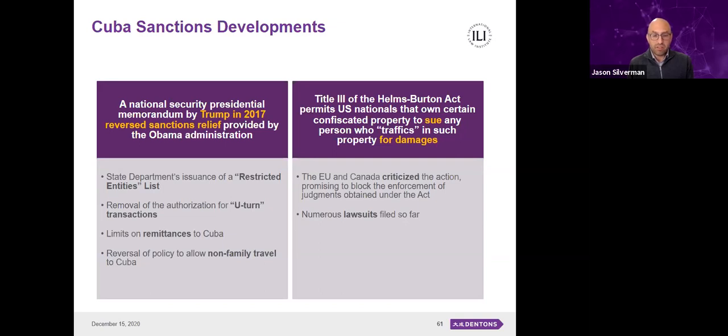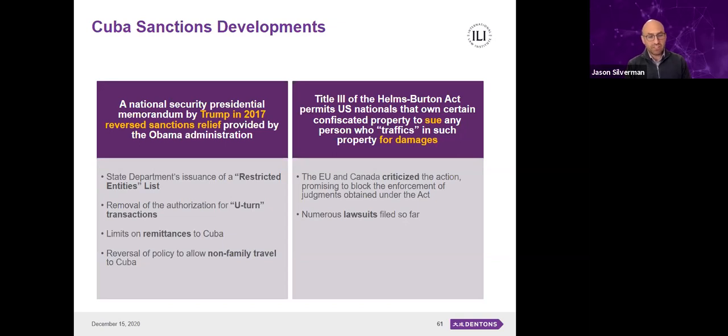I didn't mention this at the outset, but the Cuba sanctions program is a very politically sensitive program, particularly in South Florida, which has a large population of Cuban Americans, many of whom themselves either fled Cuba in the 60s or are descended from people who did. So it's a pretty emotional issue.